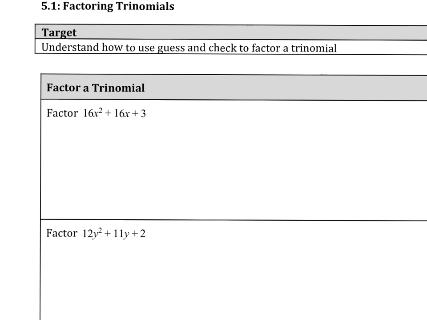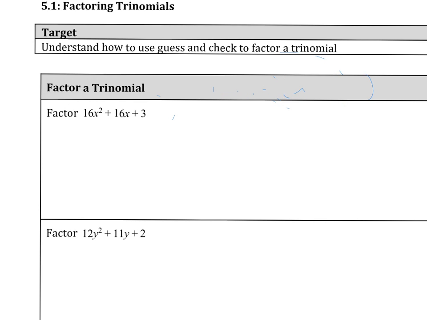You guys have done a ton of work where you've had to take a binomial times another binomial, maybe like a 2x plus a 3 times an x minus a 4, and you multiply this together and this and this and this, and you got some kind of trinomial that looks like this. When we factor something, we're doing that entire process backwards.